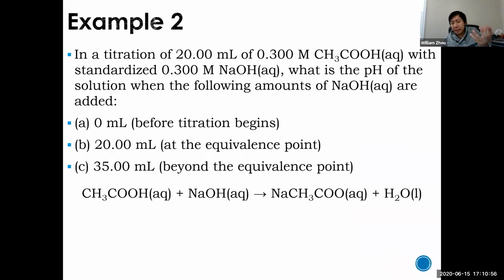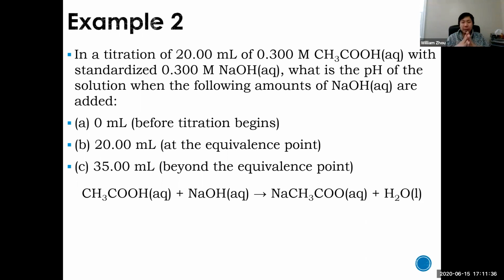All right, so here's example 2. You have a titration of 20 milliliters of 0.3 molar acetic acid, a weak acid, titrated with standardized 0.3 molar sodium hydroxide. What is the pH of the solution when the following amounts of sodium hydroxide are added? A, when you have nothing, you didn't add any sodium hydroxide, so before the titration begins. B, after you add 20, which is the equivalence point. And C, when you add 35, which is beyond the equivalence point.